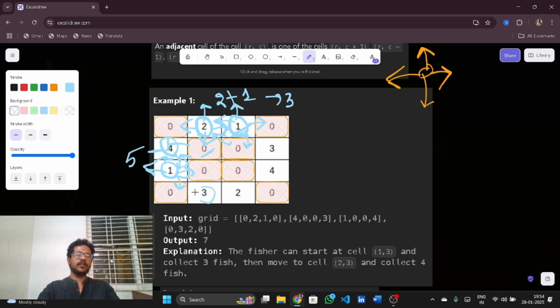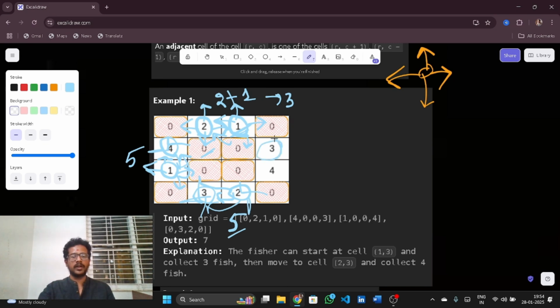Now I'll start with 3 and then go left, top, and right. Yes, I have 2 fish here. The same thing, I'll go left, top, and right, and the bottom is either out of bounds or a land cell. So I'll backtrack with this one, and I have another direction, the bottom, which is out of bounds. So the maximum fish I can get till now is 5.